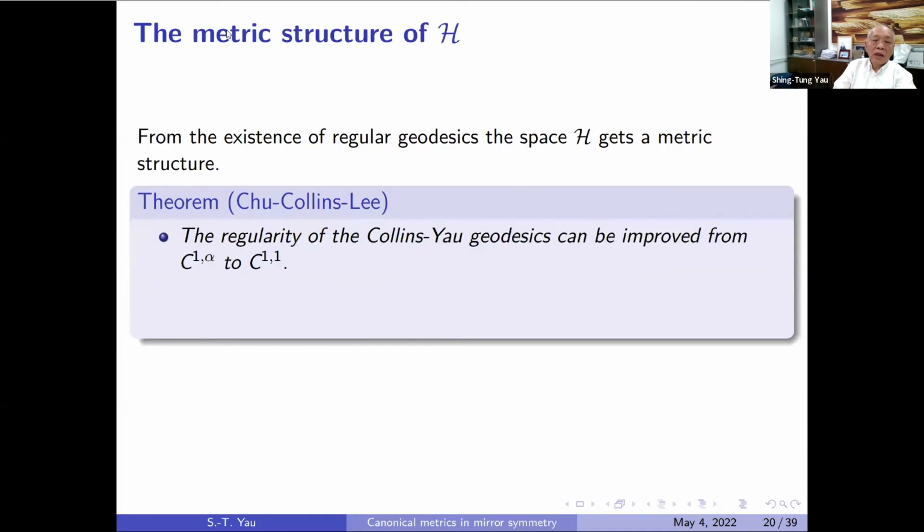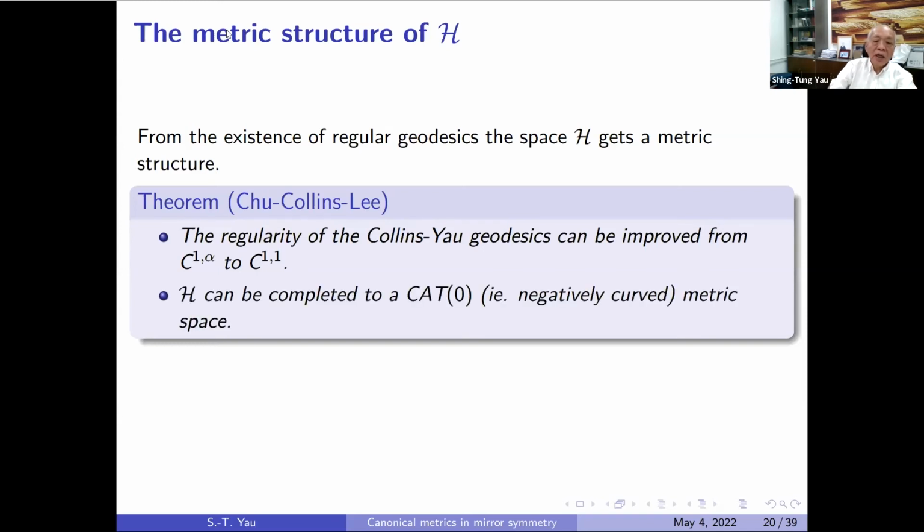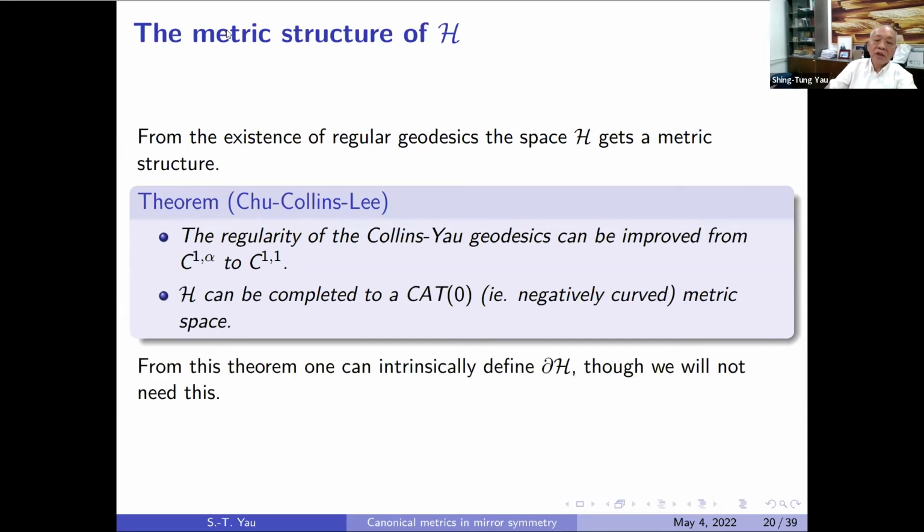Well, it turns out later Chu, Collins, and Lee found that the regularity of this geodesic can be improved from C1 alpha to C1,1. So that's beautiful. And H can be completed to be a CAT(0), or non-positively curved, metric space. In this case, therefore, H has a reasonable intrinsically defined infinity.